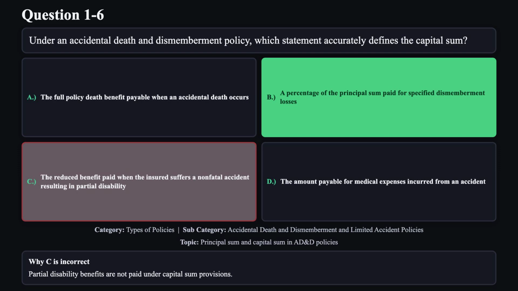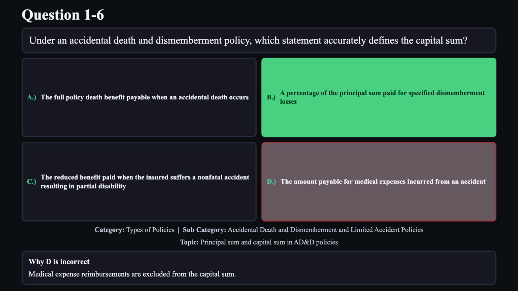Reason C is not correct. Partial disability benefits are not paid under capital sum provisions. Reason D is not correct. Medical expense reimbursements are excluded from the capital sum.